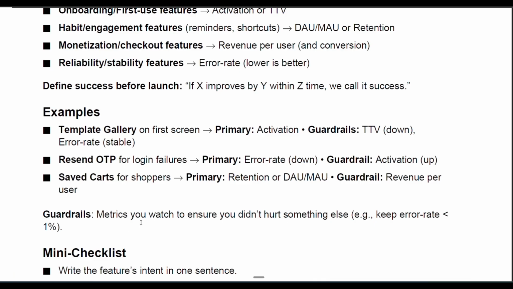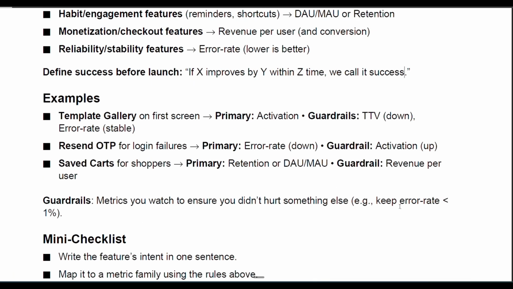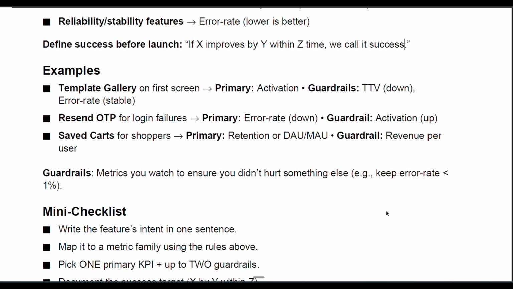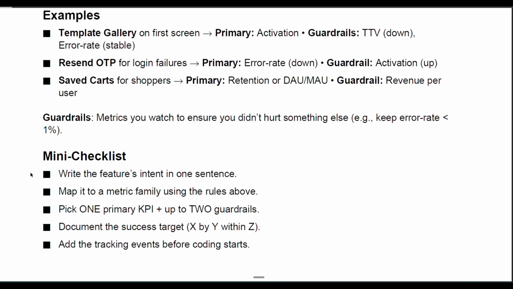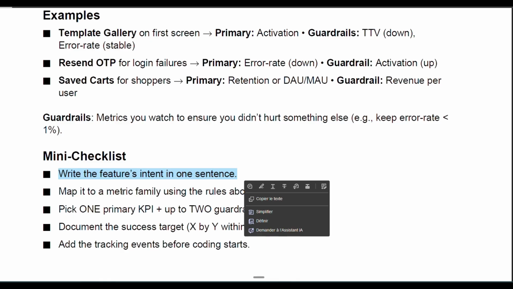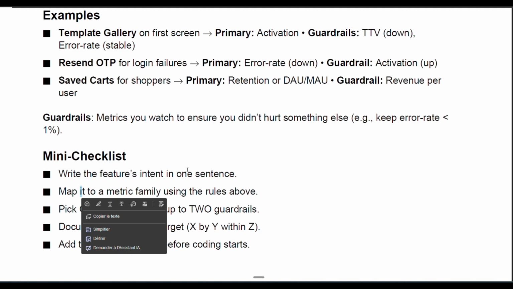So guardrails, as I said, are the metrics you watch to ensure you didn't hurt something else, like the error rate is lower than 1%. You added a new feature and that increased the error rate, say significantly, then definitely there is some issue. So the mini checklist: write the feature's intent in one sentence, right? I said that before. If we change X by Y, then there is a change by Z% in Z amount of time or whatever. So you have to write it in one sentence.